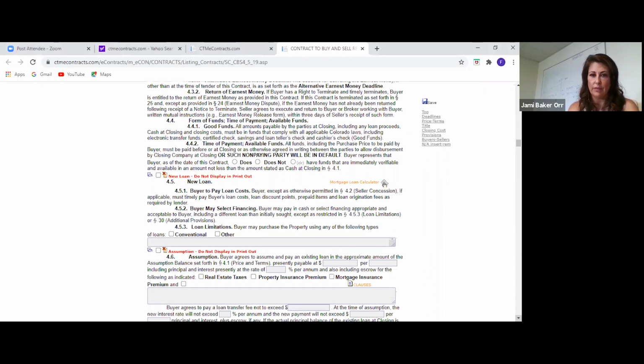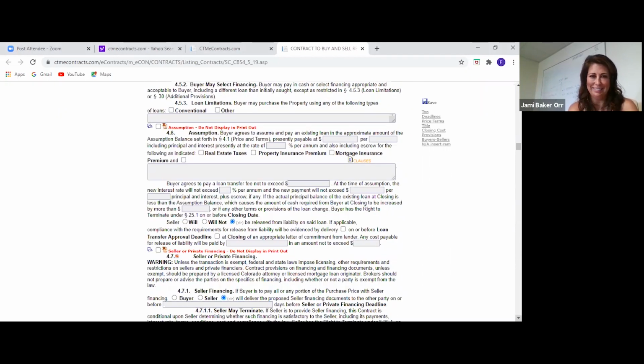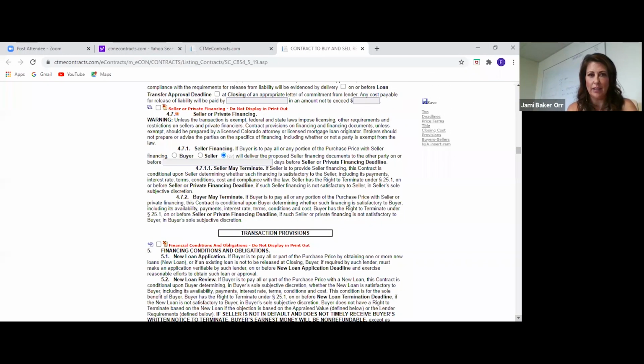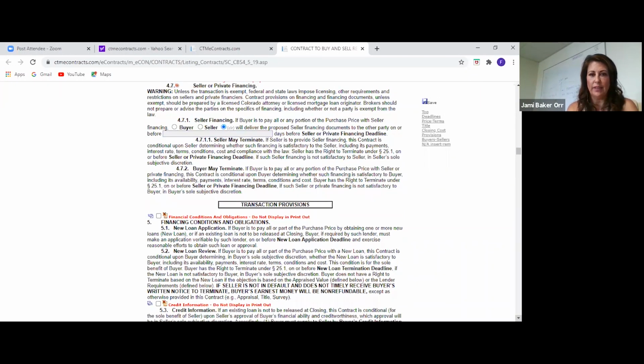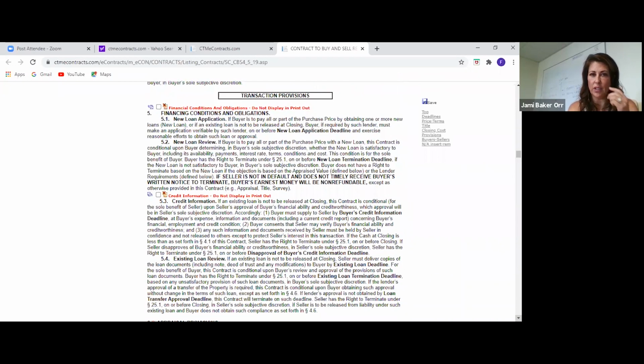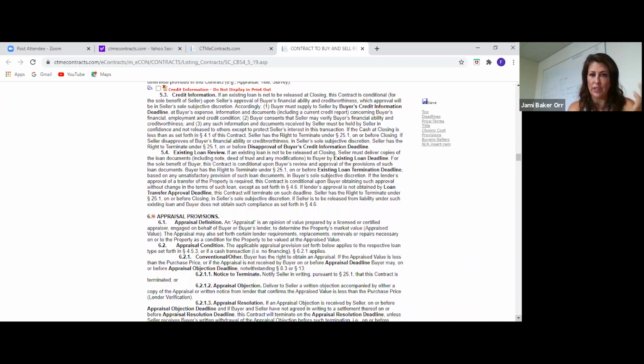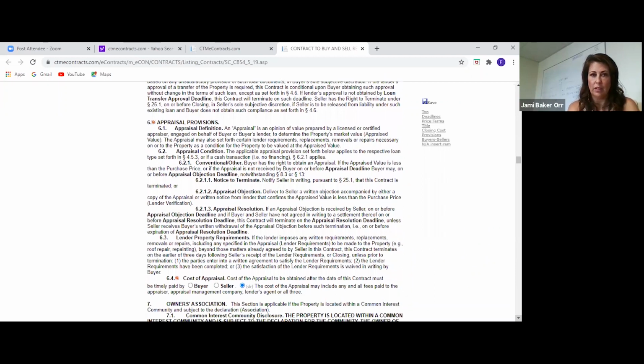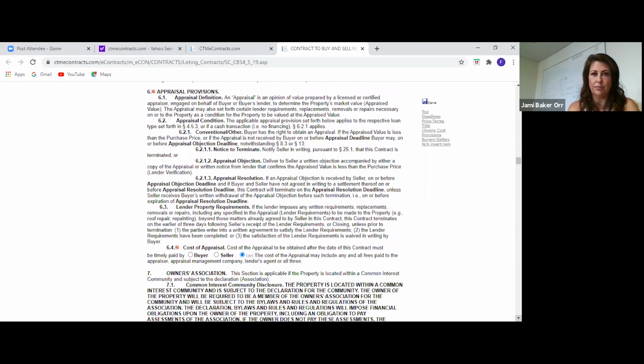And then conventional, so back on land. Seller private financing, that should be done by an attorney. Assumption normally doesn't occur.